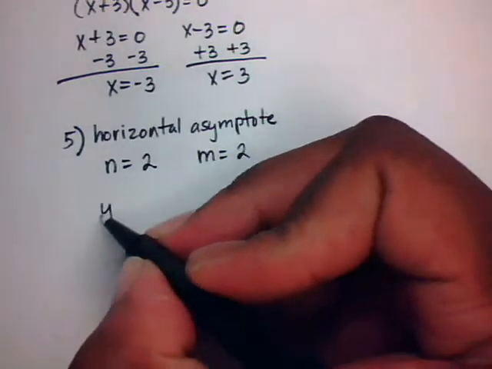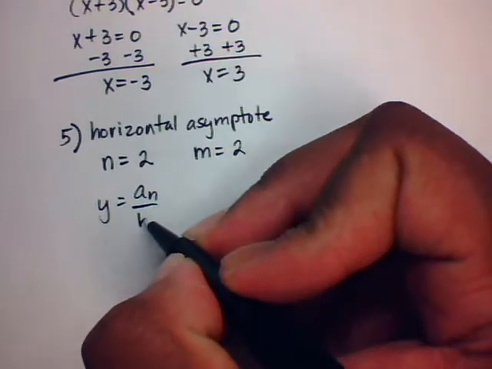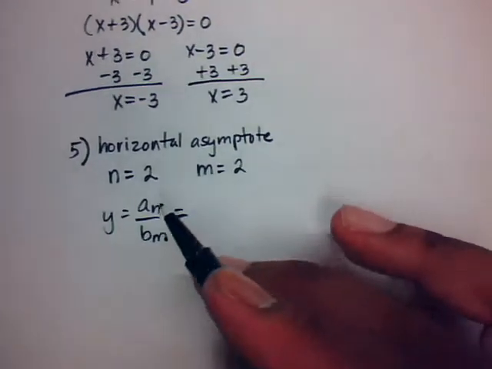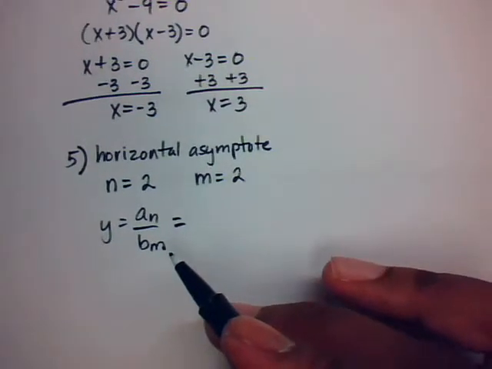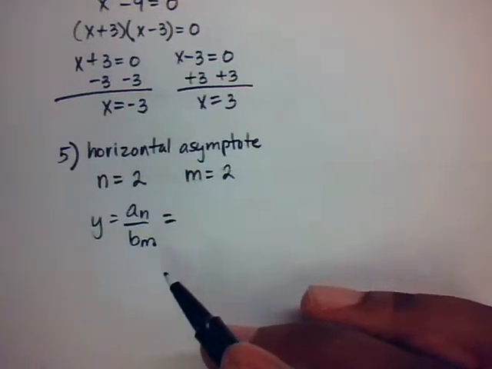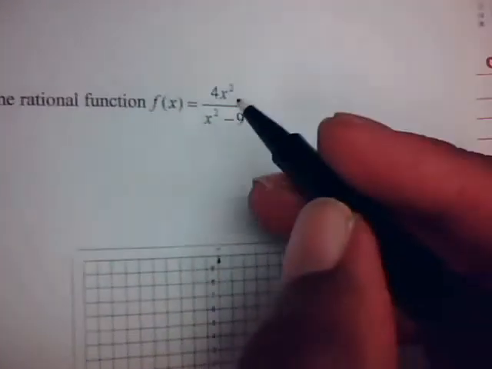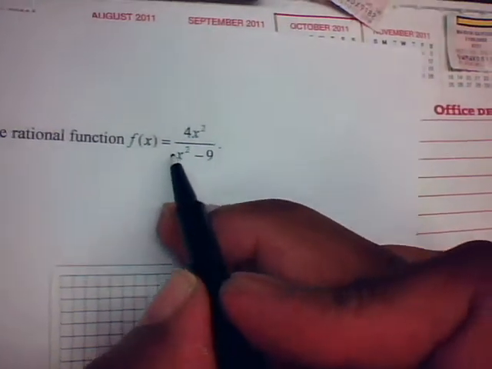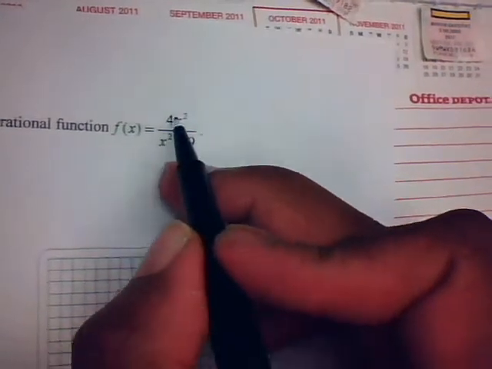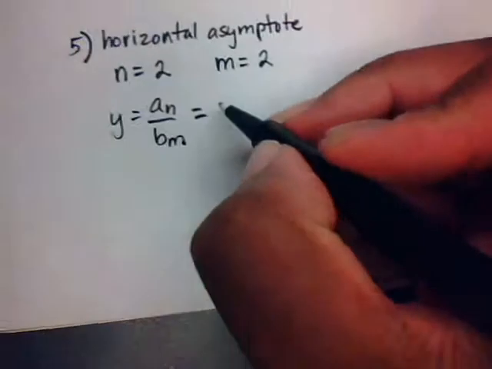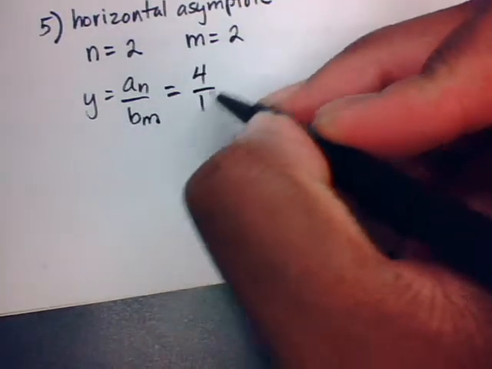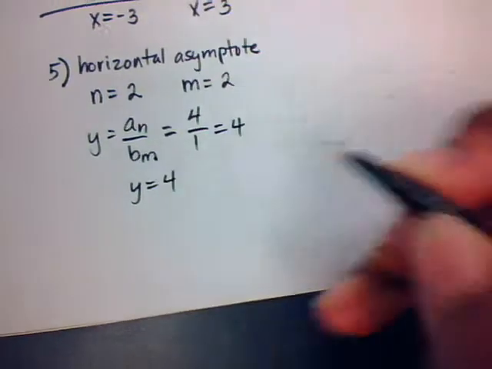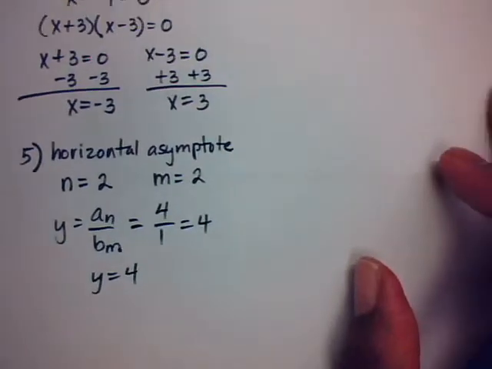So we have to use the equation y is equal to a sub n divided by b sub m as our horizontal asymptote. A sub n and b sub m are your leading coefficients in the numerator and the denominator, respectively. So here, the leading coefficient in the numerator is a 4. In the denominator, the leading coefficient is an understood 1. So it'll be 4 over 1, which will be 4. So the equation y is equal to 4 is your horizontal asymptote.